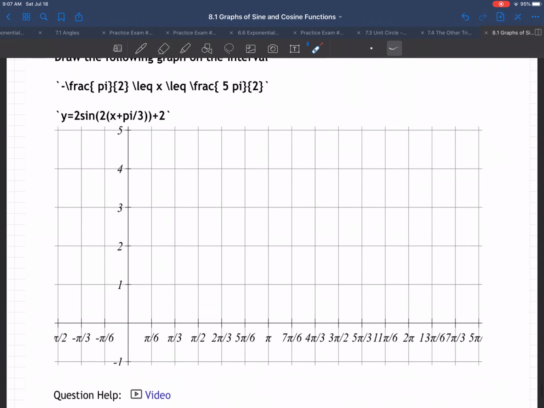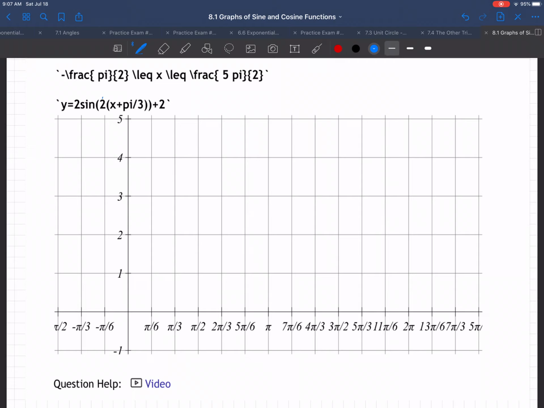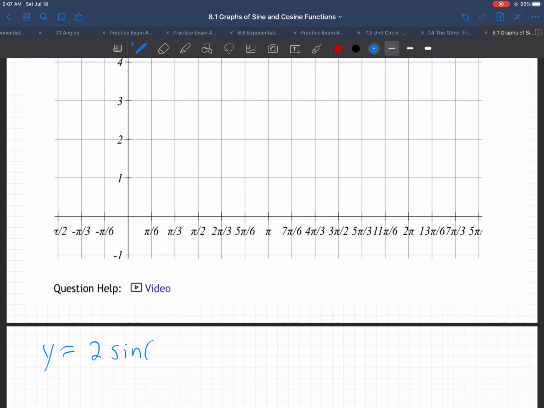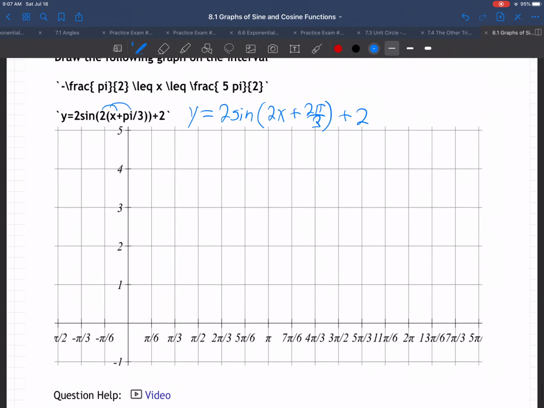So let's do that right here. I'll take this 2, boom, boom. So this will become y equals 2 sine 2x plus 2 pi over 3 plus 2. So we do that first off. Let me bring that down here. Y equals 2 sine 2x plus 2 pi over 3 plus 2. We got a lot of 2's.